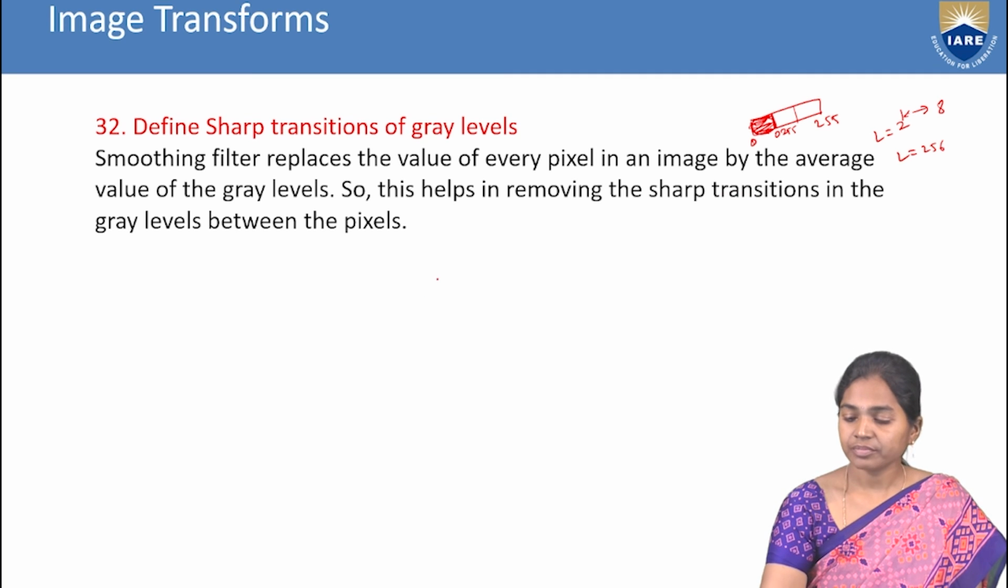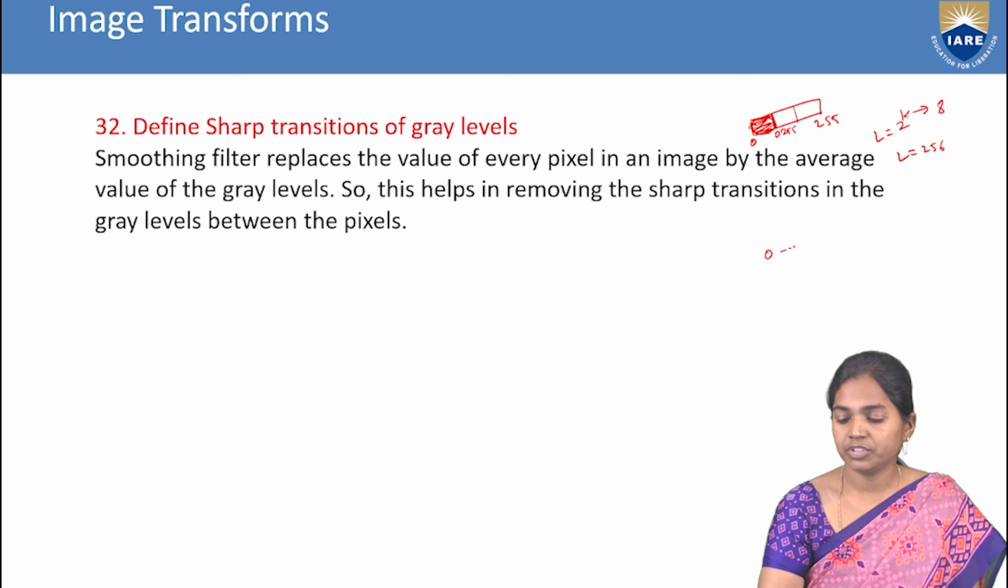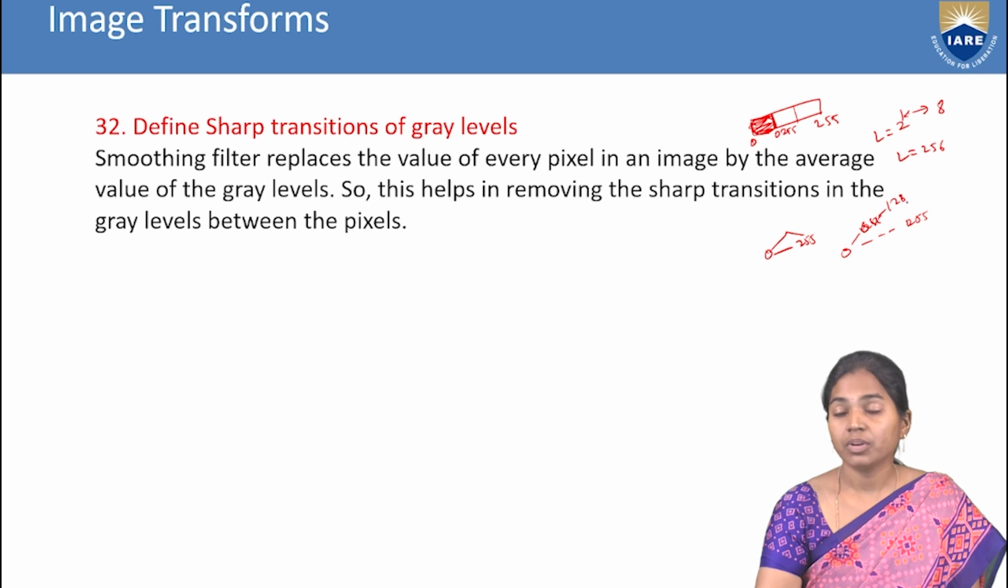Here it changes from 0 level to 255, which means it suddenly changes from dark to white. With the use of this smoothing, instead of a sharp transition, the gray level gradually increases from 0 to 255, for example 0, next 126, next 64 or 128. Like that it increases the gray level values linearly.